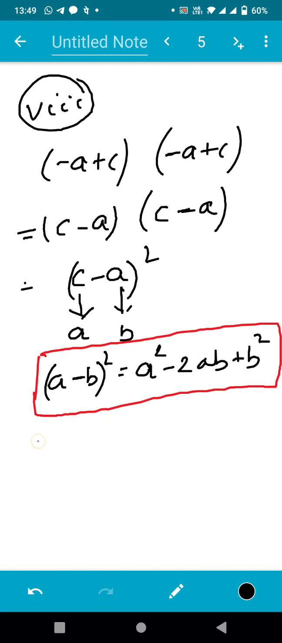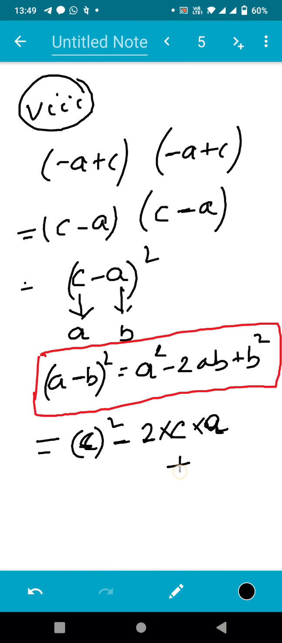Now what is there in place of a? It is c. So first of all we will write c square. We will write a square, and a is considered as c. Then we will write minus 2 into, what is there in place of a? c. What is there in place of b? a. Now at last we will write b square. Now what is b? This is a. This is b square.